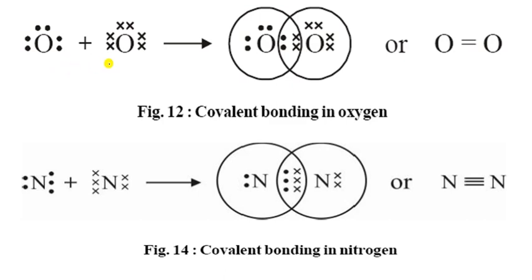What happens in this? This is the hydrogen atom. Both hydrogen atoms share one electron with each other and they form a single covalent bond. So that is the covalent bonding in hydrogen, and that is the covalent bonding in ammonia. So you have to write all this in your copy.